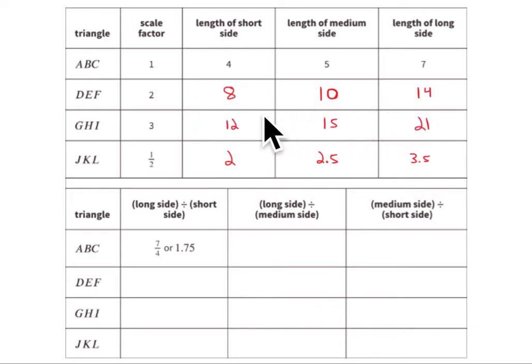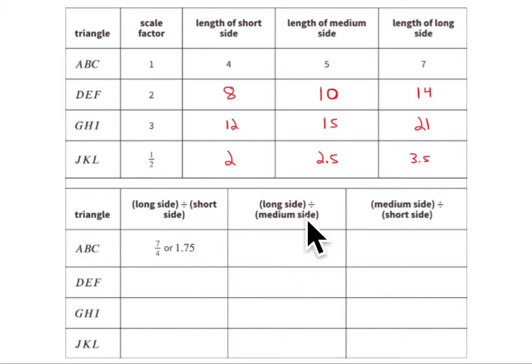So now we're going to look at the ratio of sides within the same triangle. So for triangle ABC, this is a scale factor of 1. What's the ratio of the long side to the short side? Well, the long side is 7. The short side is 4. So the long side is 1 3/4 times as long as the short side. 4/4 is 1. Another 3/4 left over, so it's 1 3/4 times the short side.